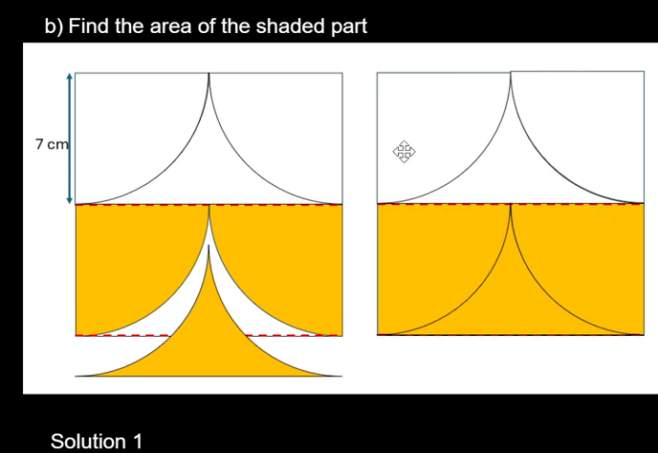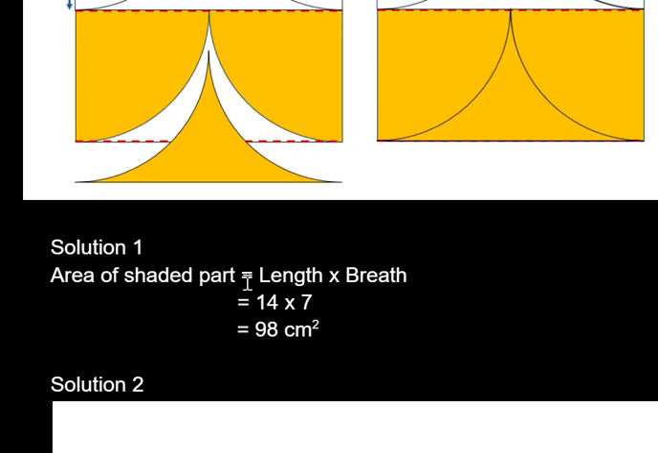Why? Remember this is a rectangle. This is two identical quarter circles. So the rectangle minus away two identical quarter circles, you get this shape. But since these quarter circles are the same and the rectangle is also the same, this shape will fit exactly here. So the area of the shaded part is the area of a rectangle, length times breadth, which is 14 by 7, which is 98 centimeter square.